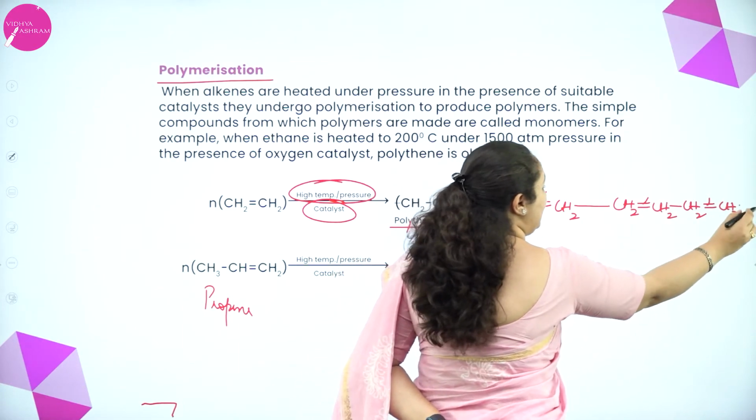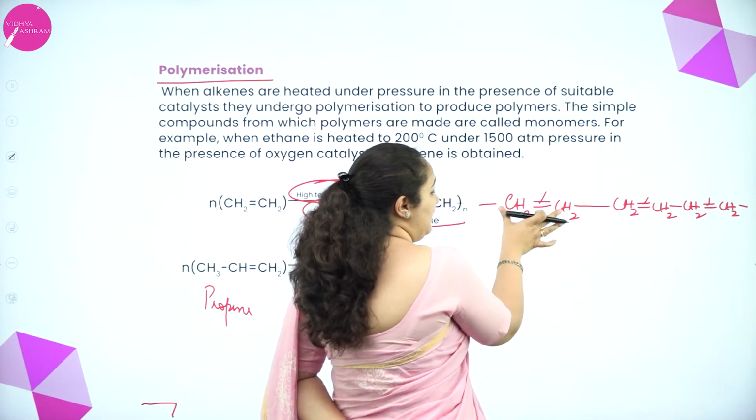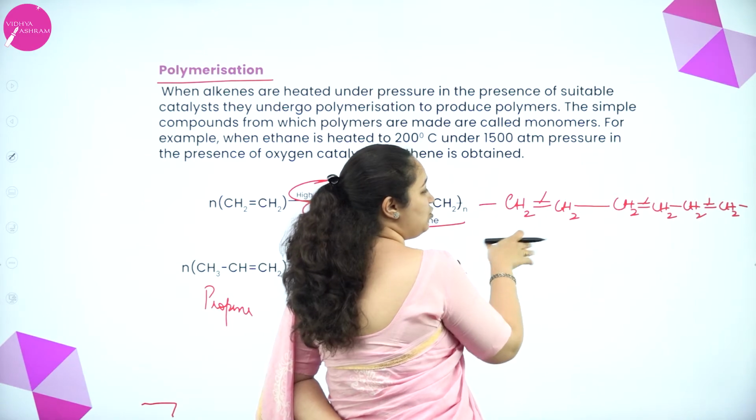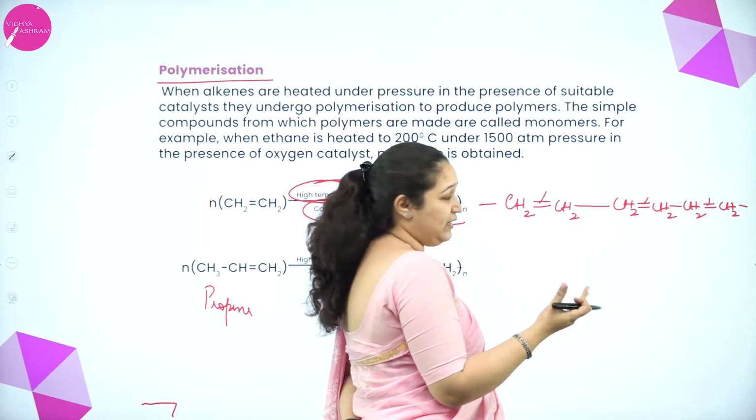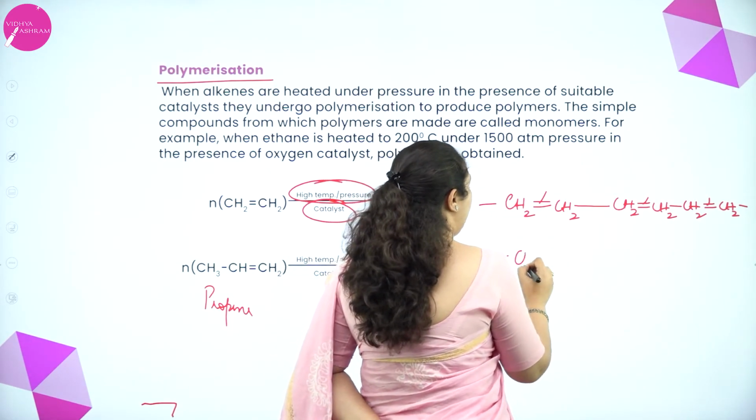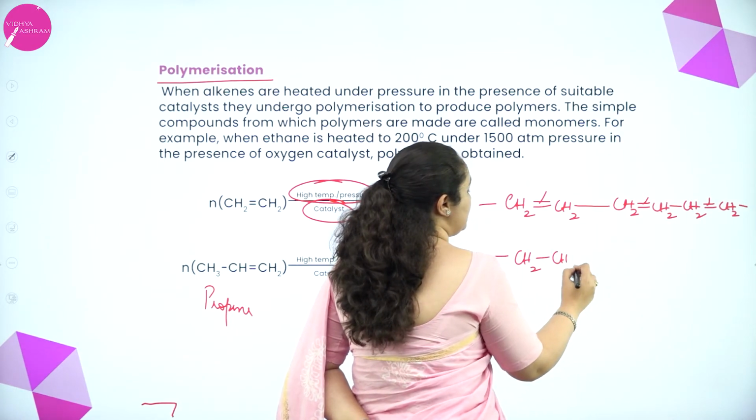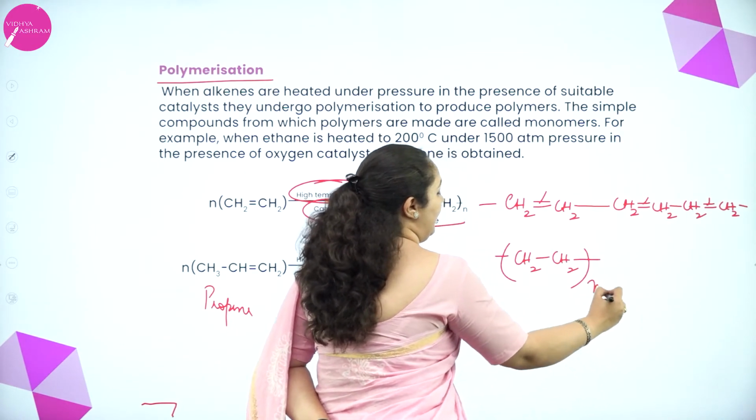So this chain can continue, and you can see that CH2 groups are repeating so many times. So what we do is, we write it as CH2 and write n number of times.